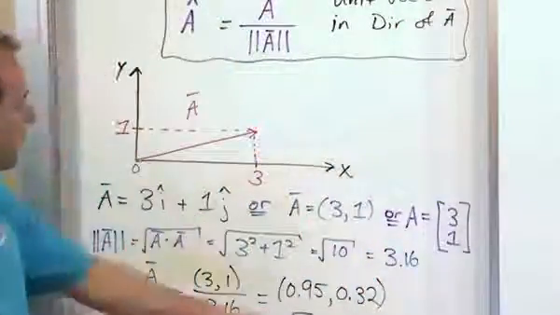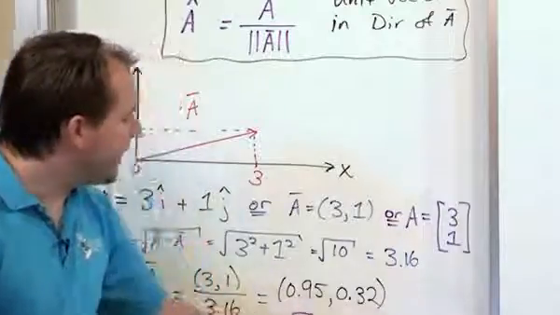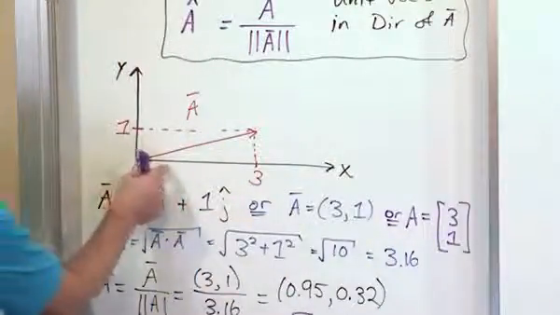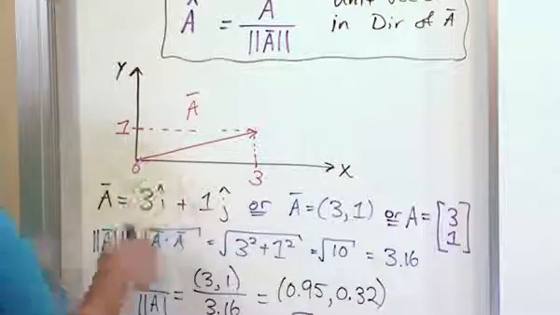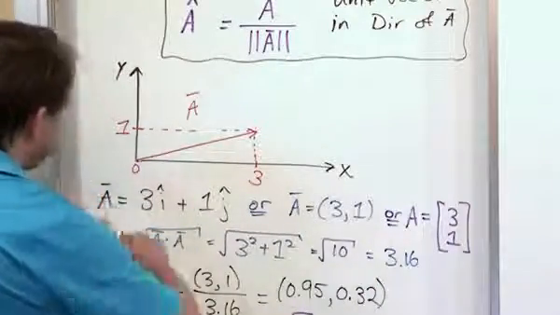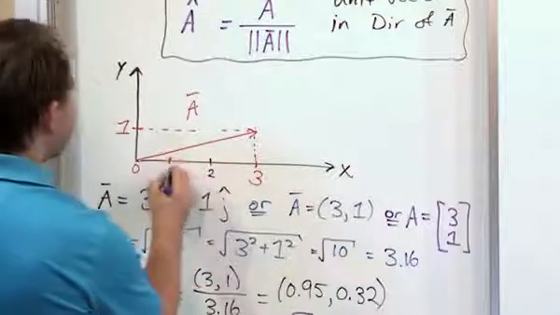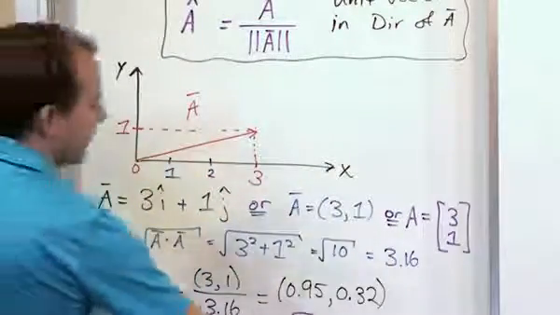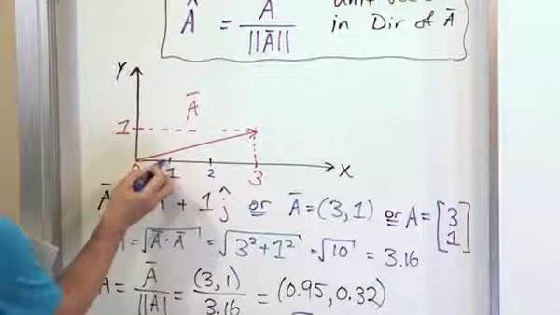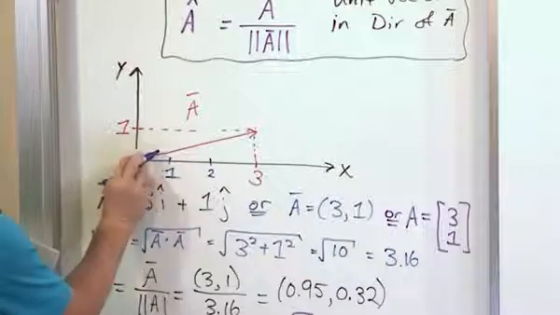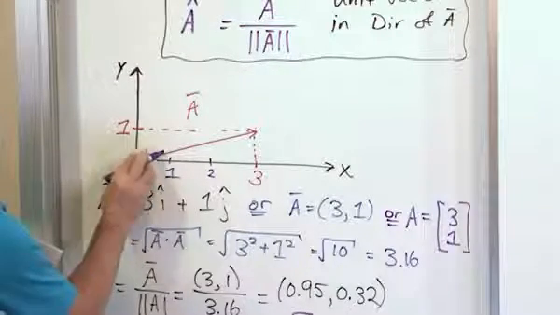But yet, if you were to plot this, 0.95 in the x direction, 0.32 in the j direction, then what you would get is a vector that, I mean, you can kind of guesstimate it. This isn't an exact drawing, but if this is 3, then this is probably 2, and this is probably 1. So what we're saying is it's 0.95 in the x direction and just a smidgen up in the y direction. So the unit vector is going to point roughly from here to here.